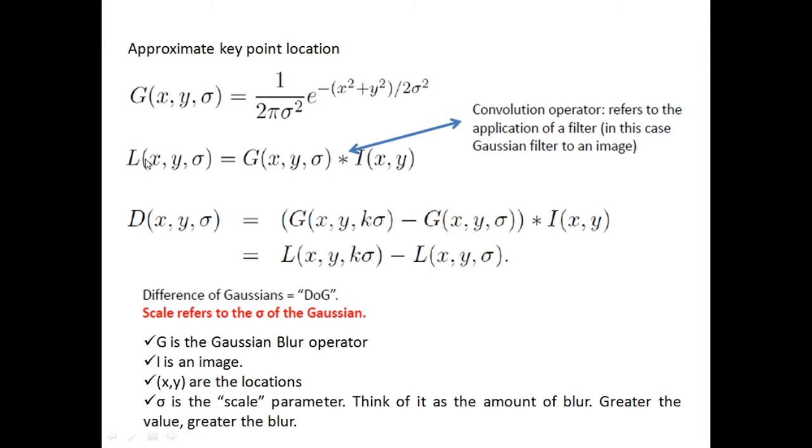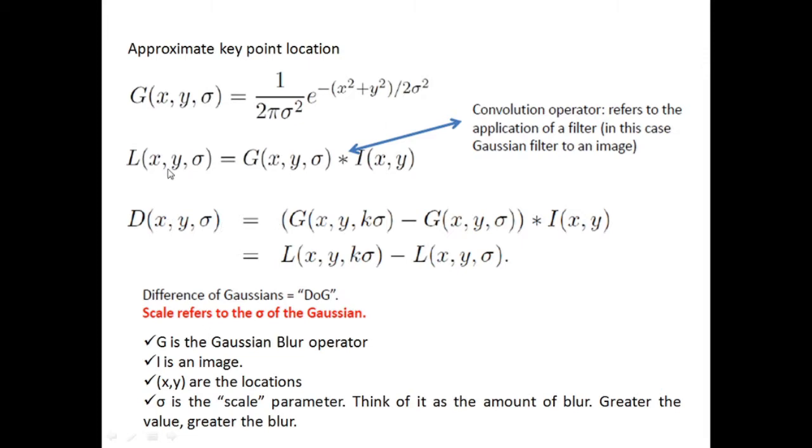So what I have done, I found L, that is the result of G into I, where the "into" is actually a convolution operator, which refers to the application of a filter. So the Gaussian filter is a mask, and this mask is applied to the input image, where I will get some L function.